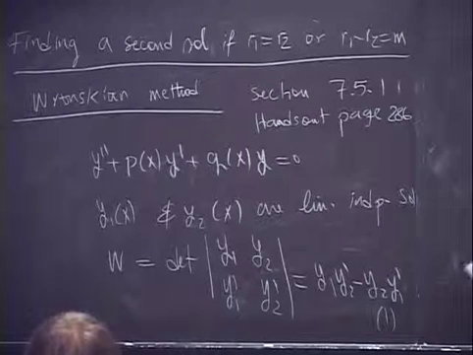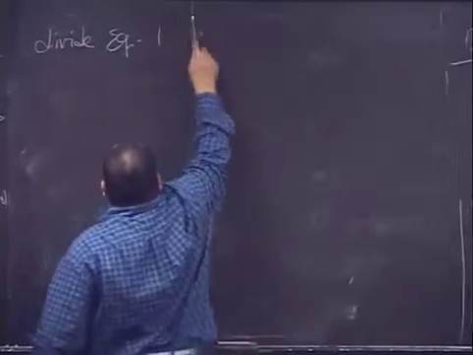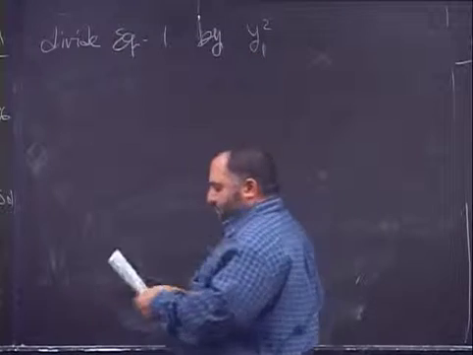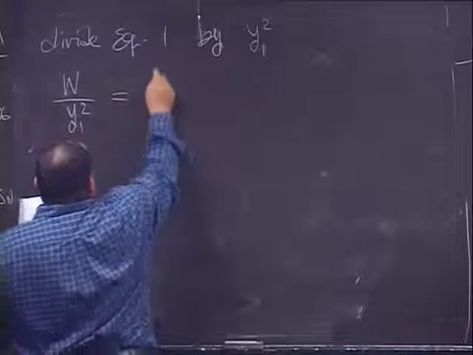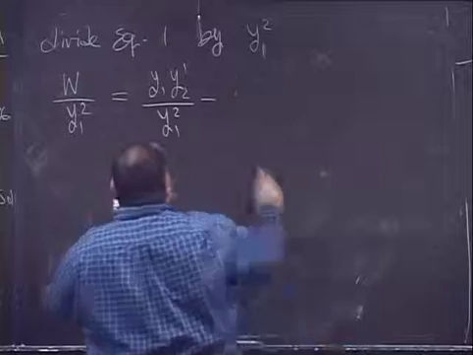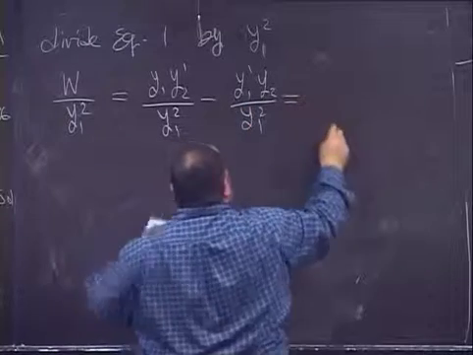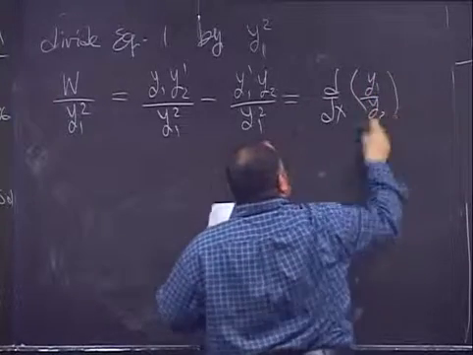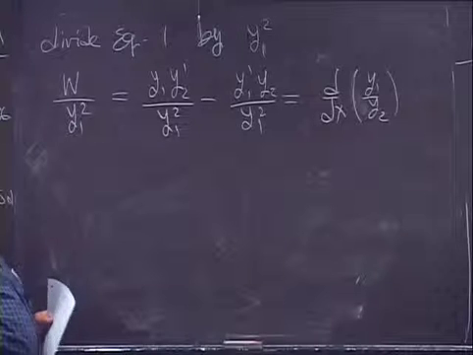Then if we divide equation 1 by y1 squared, the square of the first solution, this gives us the Wronskian divided by y1 squared equal to y1 multiplied by y2 prime divided by y1 squared minus y1 prime multiplied by y2 divided by y1 squared, and this is nothing more than the differentiation of y2 over y1. Do you have any comments here?